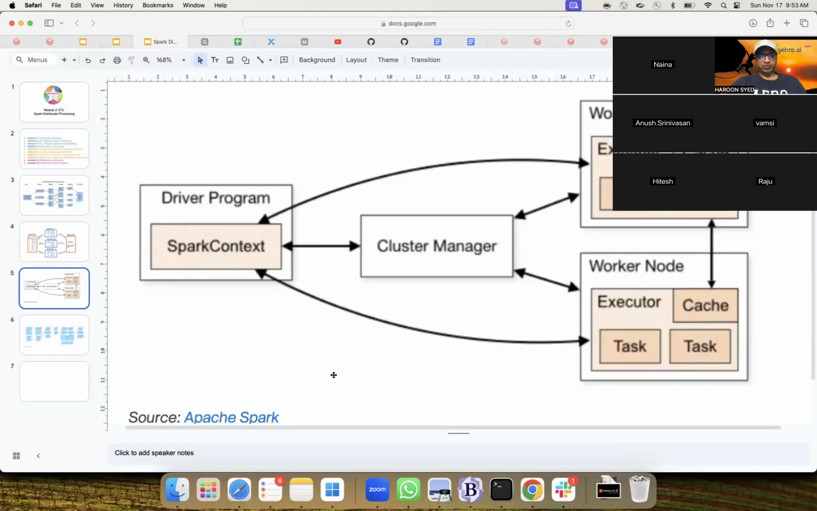Okay, I think that's too many questions. That's cool, but I never expected that. I thought everything goes through the cluster manager. Yeah, but the cluster manager is more of communication basically. The processing is taken care of by the driver, the Spark context. Interesting. Okay.